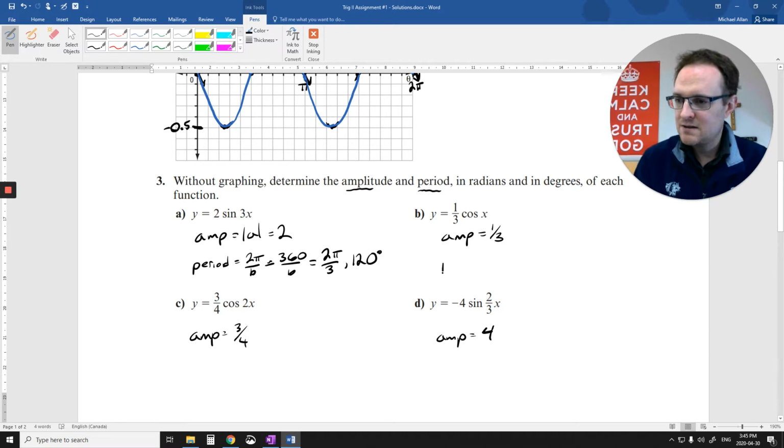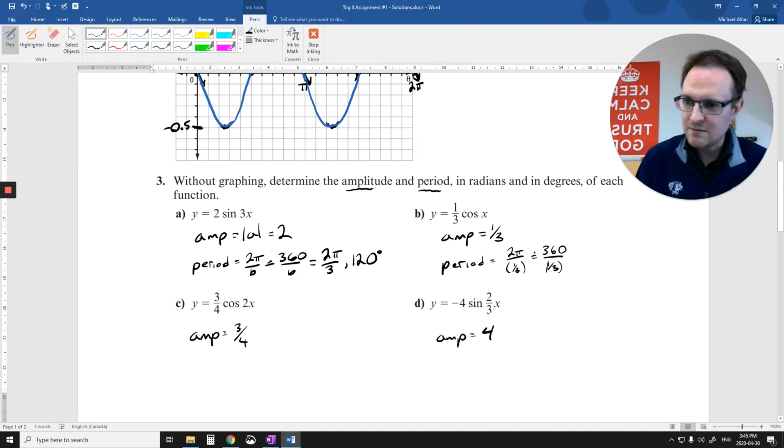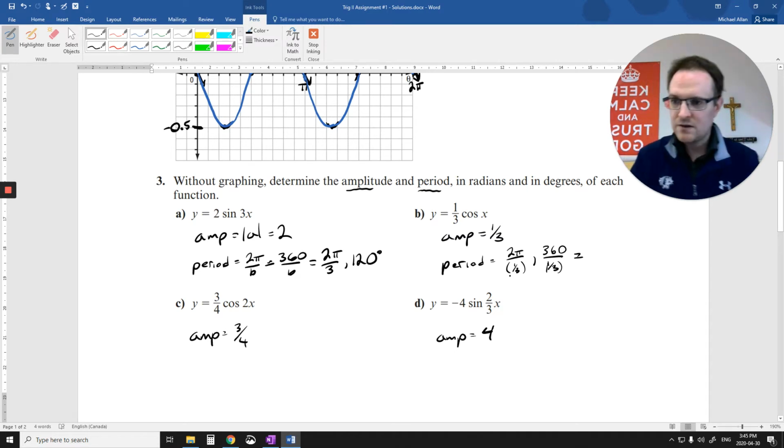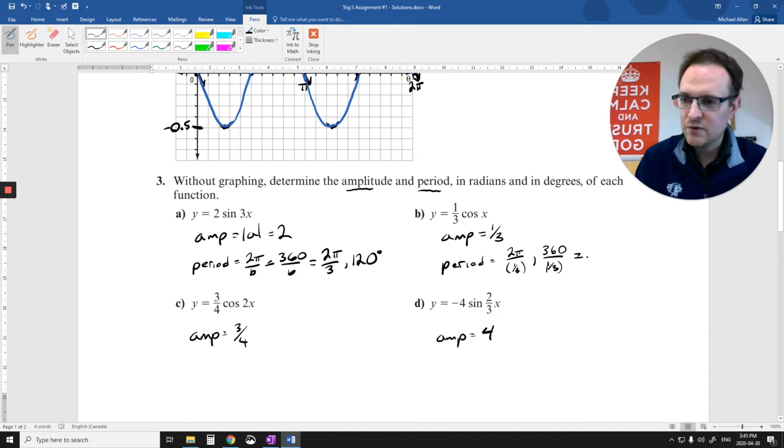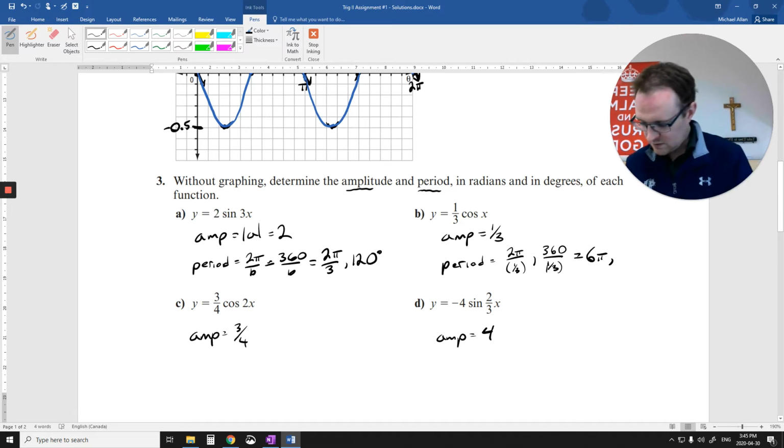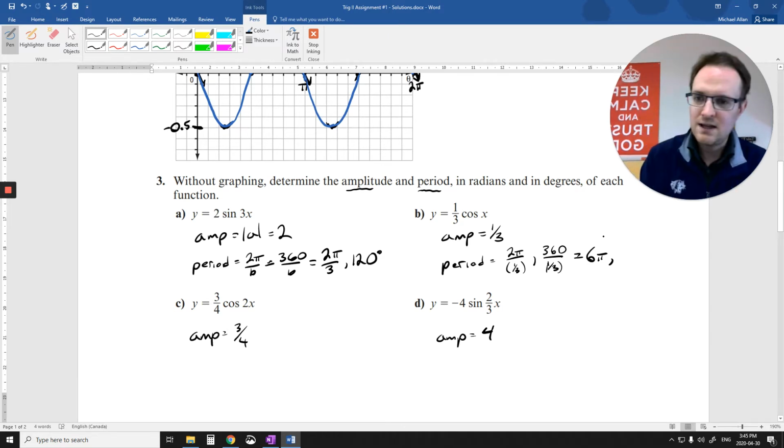The next one's going to be the same idea. This one here, I'm going to go 2 pi divided by 1/3, and 360 divided by 1/3. Actually, I'm not going to put an equal sign there. I'm going to put a little comma there. So this first one is going to do a little flip. It's a reciprocal. So 2 times 3 is 6. So that's 6 pi. And then whatever 360 times 3 is, 1080. There we go.